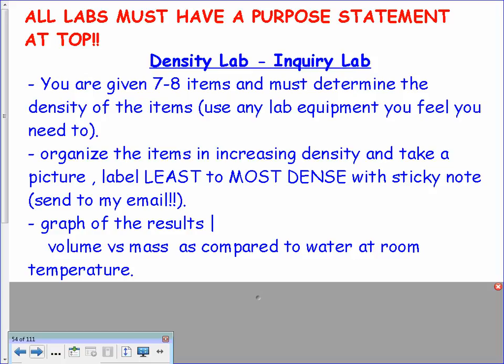Okay? After you get all your calculations, you show me all your calculations. You need to organize your data in a data table of your choice. It just needs to be organized so that I can understand it. And then you're going to set up your little pieces from least to most dense and label it so I know. Take a picture of it, send it to my email. It requires you to know my email address.